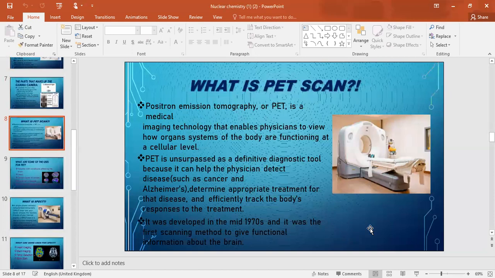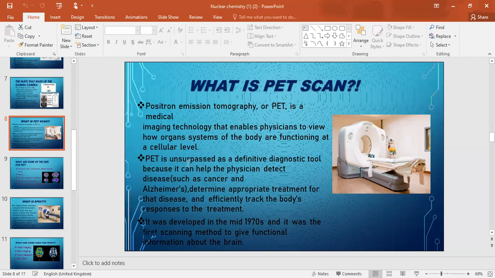What is a PET scan? PET is the abbreviation of positron emission tomography. Positron emission tomography, or PET, is a medical imaging technology that enables physicians to view how organ systems of the body are functioning at the cellular level. This is the picture of a PET scan, positron emission tomography.